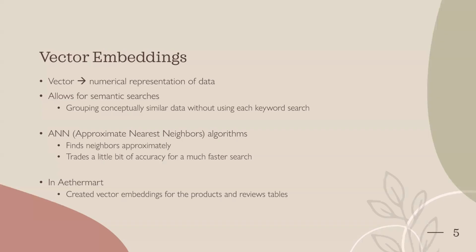And in Ethermart, I can use vector embeddings to search for similar products or similar reviews. For example, I can create vector embeddings for the reviews text column and use those embeddings to search for reviews that are conceptually similar to one another. So now I'll go into my EC2 instance to show you how I created my vector embeddings.